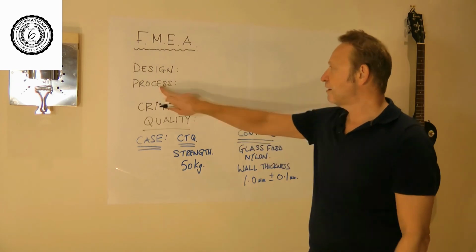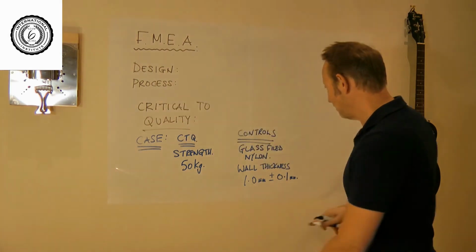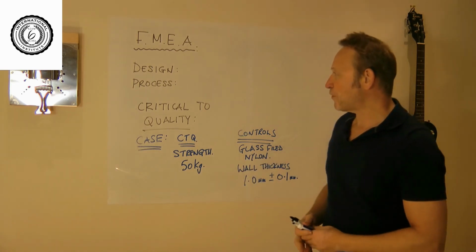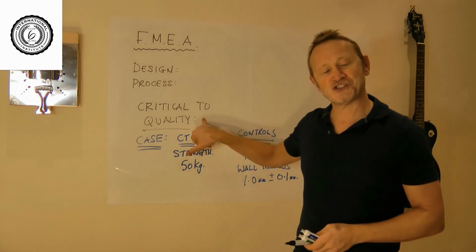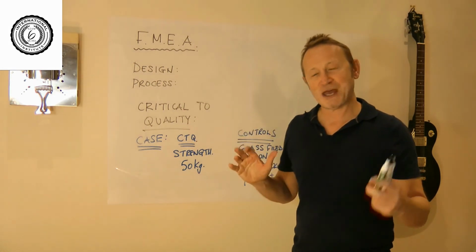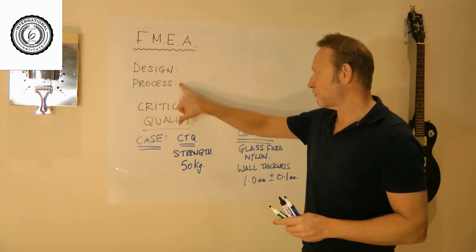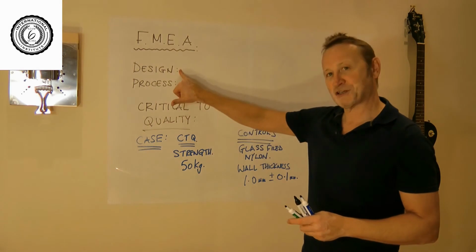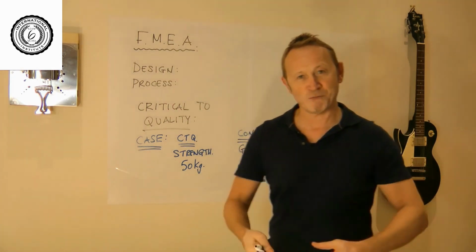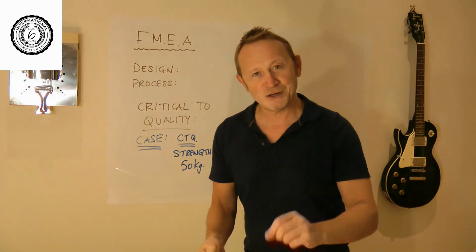Now, the process FMEA has to deliver these two, because the process FMEA has got the same requirement. It's got a process step. So for the process FMEA, it won't say what's the component, it'll say what's the process step. You can see it on this form here. That's the way I've designed it, look. Process step.